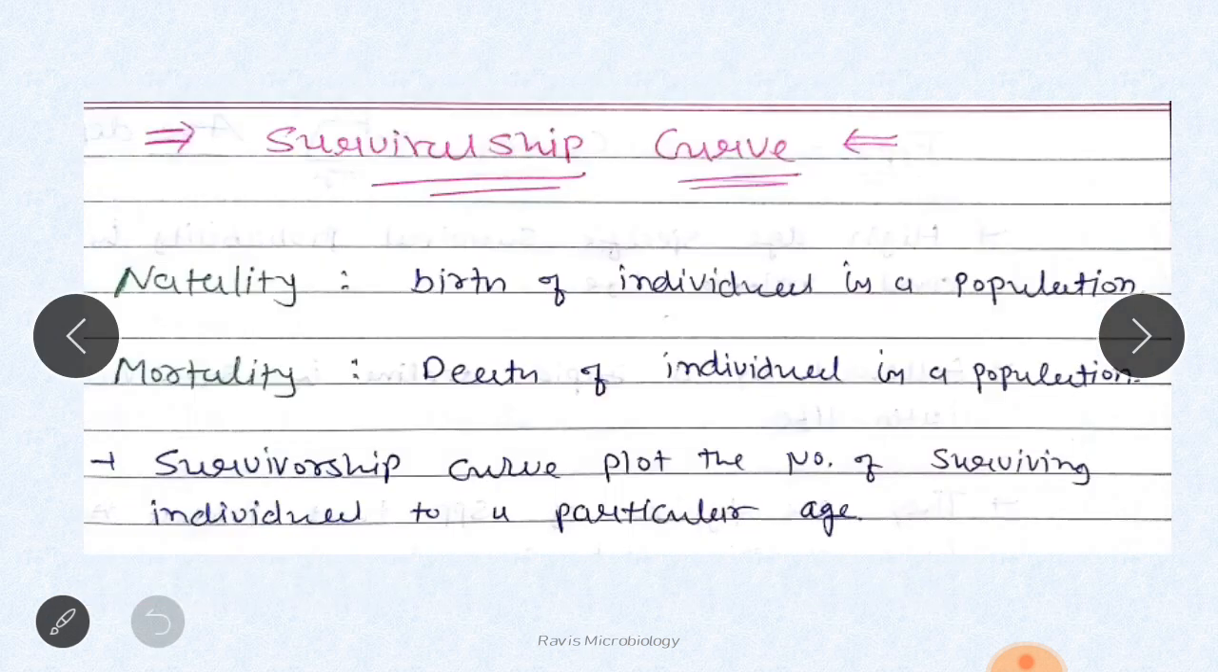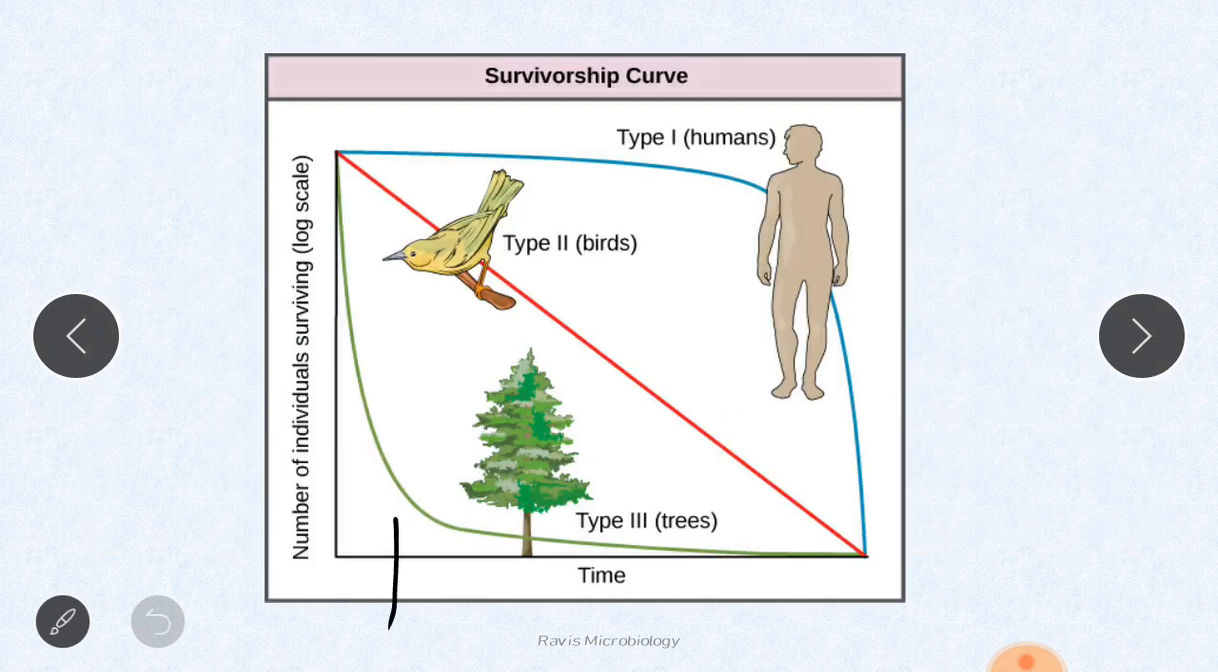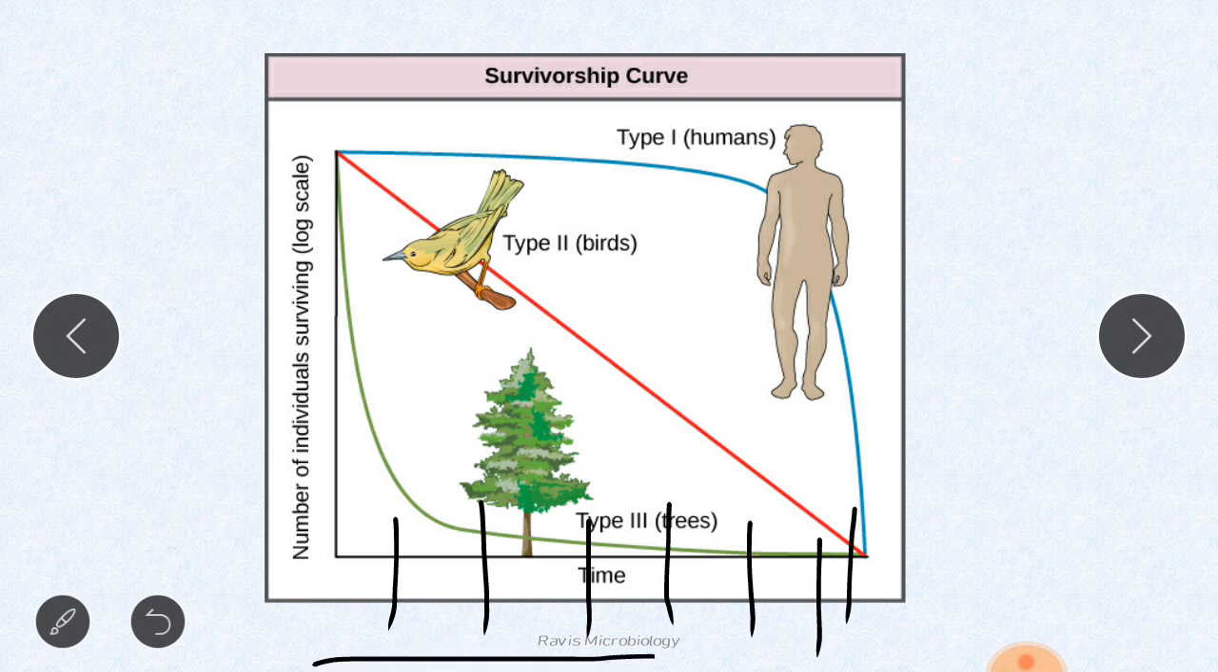Now let's focus here. Natality means birth of individuals in a population. Mortality means the death of individuals. Both factors are involved in survivorship. A survivorship curve plots the number of surviving individuals at a particular age. Now mark this: 10 years, 20 years, 30 years, 40 years, 50 years, 60 and 70 years. At different ages, how many individuals are surviving till the longer age.